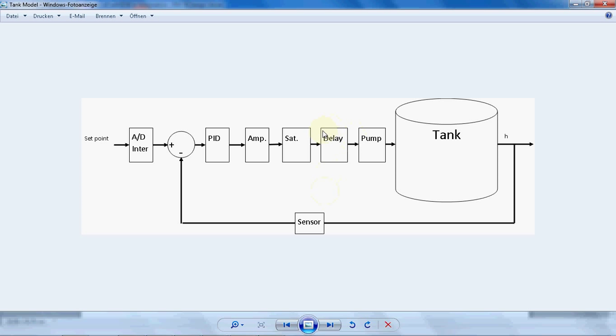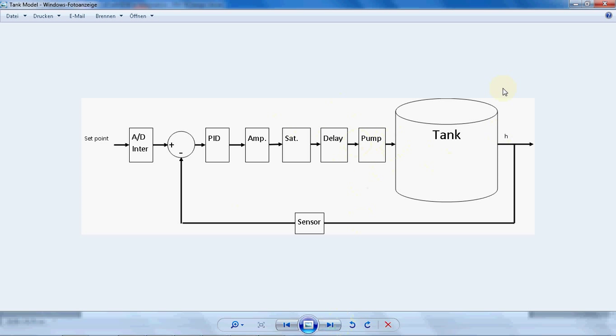This delay, you can also put this delay after the pump, it doesn't matter. There is a certain delay between when a pump receives a voltage and when the pump actually starts to pump water. Therefore, we need a delay in this part. You can also put the delay after the pump, it doesn't matter where you put your delay function.